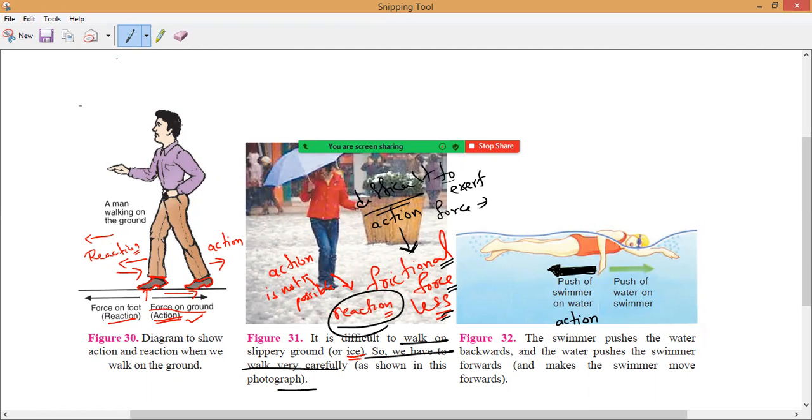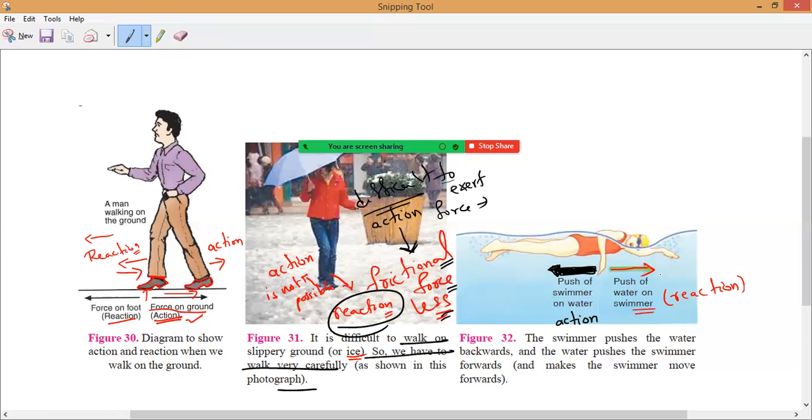Now, when I try to push the water in the backward direction, the water will push me forward. That is the push of water on the swimmer. The push of the swimmer on water is action. The push of water on the swimmer, we used to call it what? Reaction.